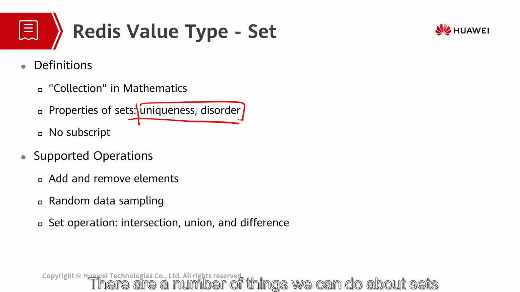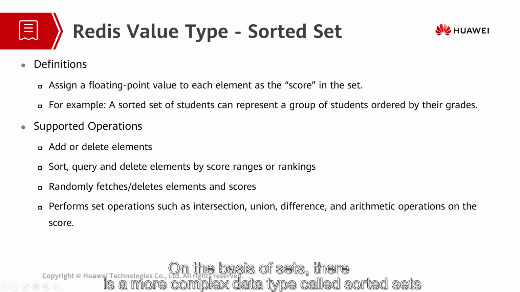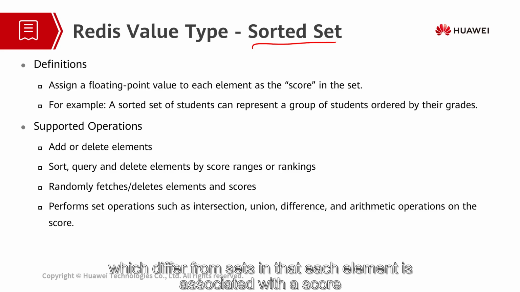There are a number of things we can do with sets. In addition to basic addition and deletion, we can also perform union, intersection, and difference operations. On the basis of sets, there is a more complex data type called sorted set, which differs from sets in that each element is associated with a score.